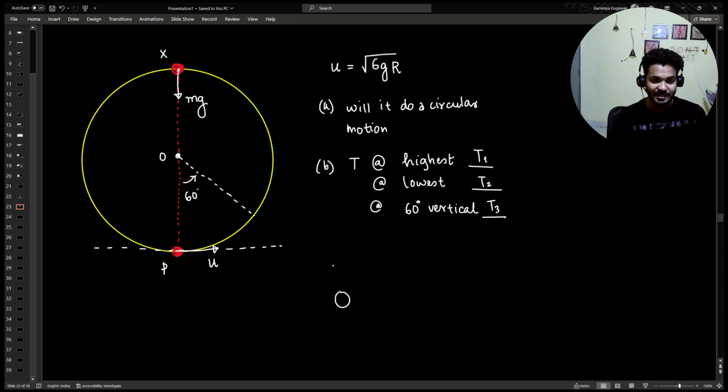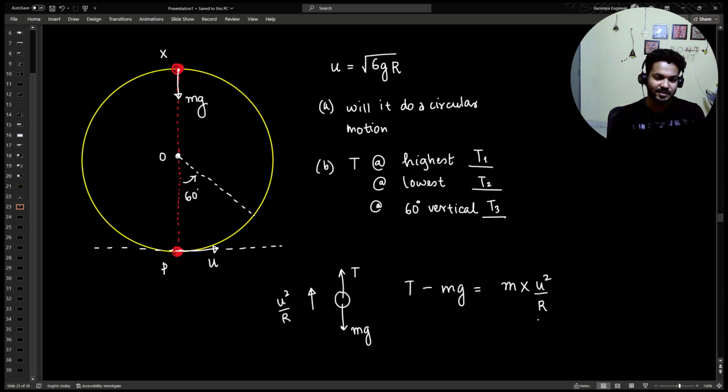Okay, so if you make the FBD of this, at the bottommost position, tension is acting upwards and mg is acting downwards, and this whole thing is accelerating upwards with v square by r. But v, or u square by r, and u at that location is how much? Root 6gr. So if you write the second law for this one, Trisha, help me out. How will I write the second law? T minus mg is equal to, yes, m into u square by r.